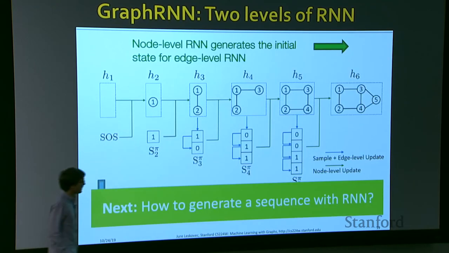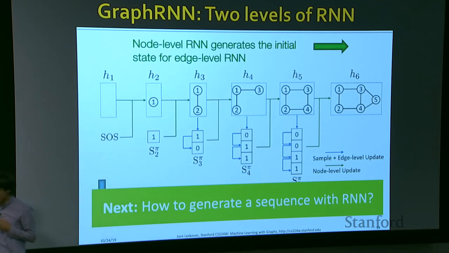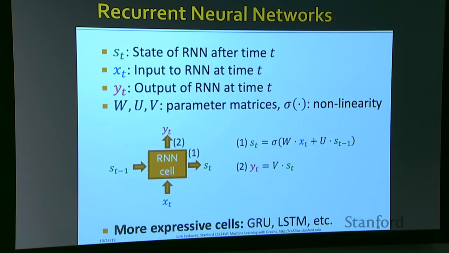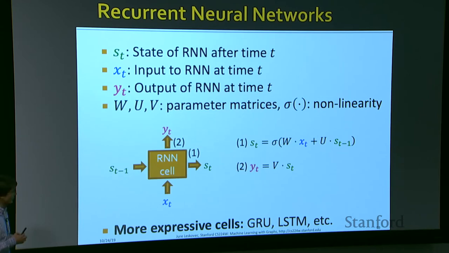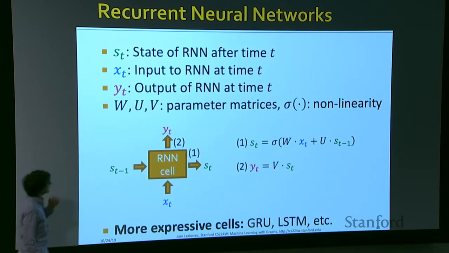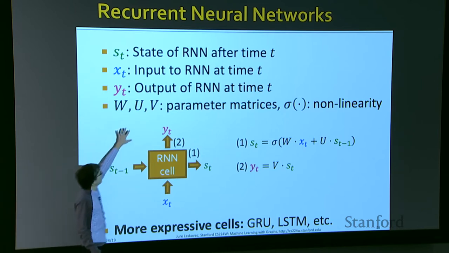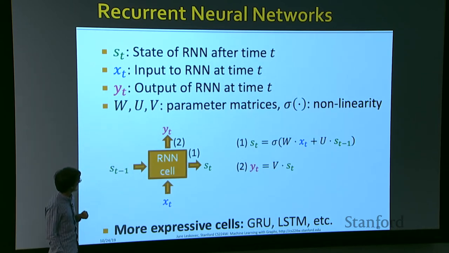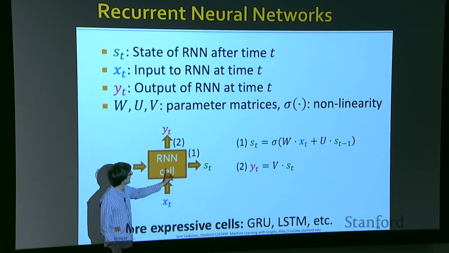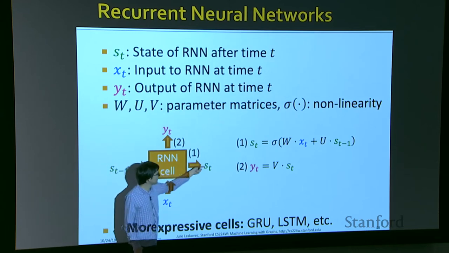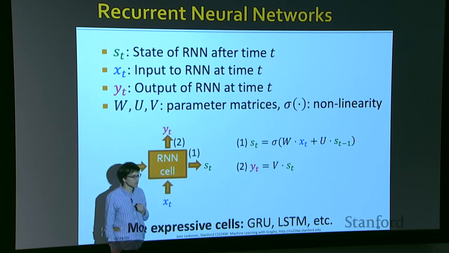So what we have to do is talk about how to generate the sequence with an RNN and discuss what a recurrent neural network is. A single cell, or a single step, of a recurrent neural network is the following thing. I have the state, which is what we call a hidden state. We have the input, and we have the output, and we have a set of parameter matrices. Essentially, the way we think of this is that state comes in here, input comes in here, out goes the output, and the state gets passed forward or updated.